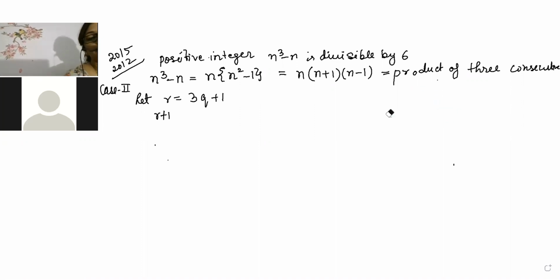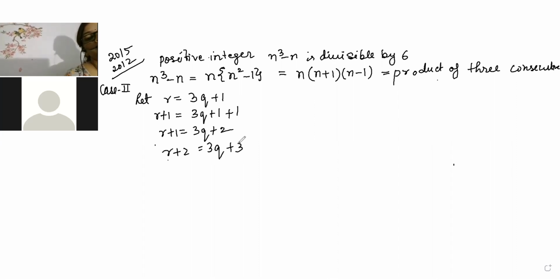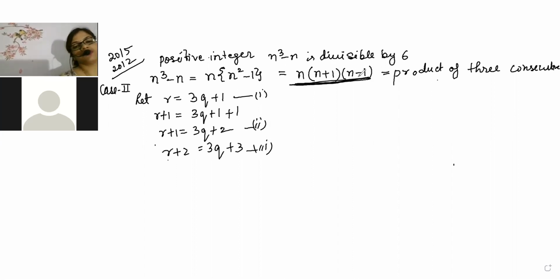So here now, r plus 1 is equal to 3q plus 1 plus 1. So now beta, r plus 1 is 3q plus 2. Similarly, what will be r plus 2? r plus 2 will be 3q plus 3. Now beta, like the previous process, we have to multiply all these three, because in the question it is given product of three consecutive integers. So this time we have taken a number r and r kept on changing, so this time we have to multiply.